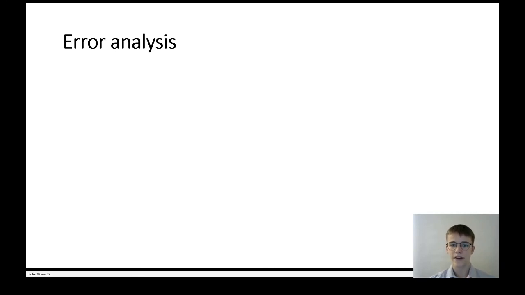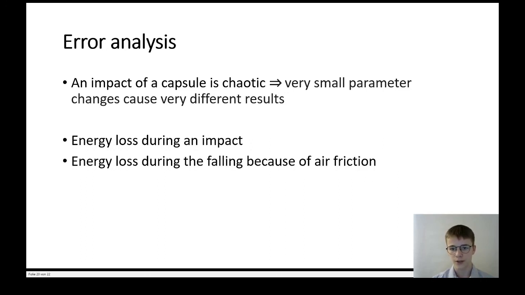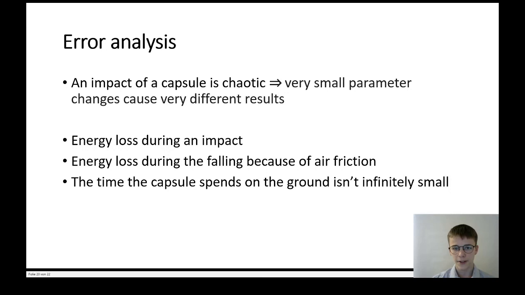The reason it is very hard to predict the capsule's movement is that an impact is chaotic, which means that very small parameter changes achieve very different results. But some of our sources of error were that the capsule loses energy during impact and during the falling because of friction. Also, we didn't consider that the time the capsule spends on the ground isn't infinitely small. This was the reason why it got an x velocity even if it had no initial spin.